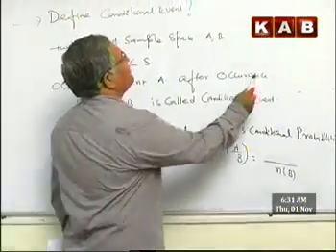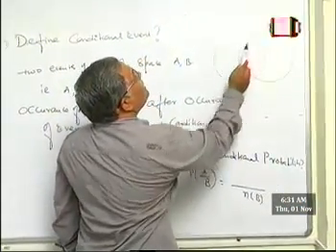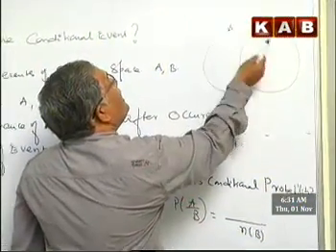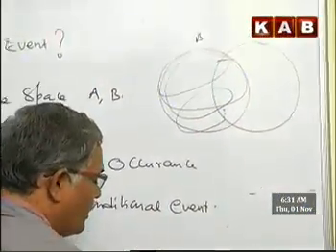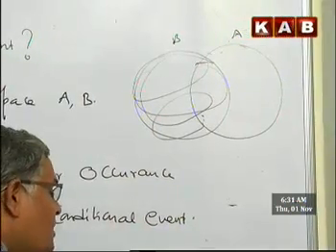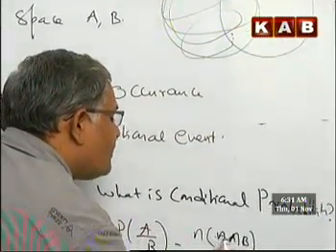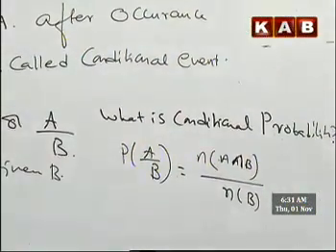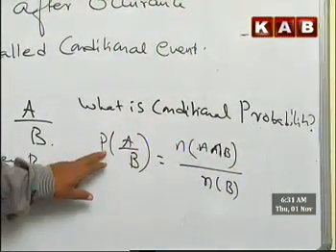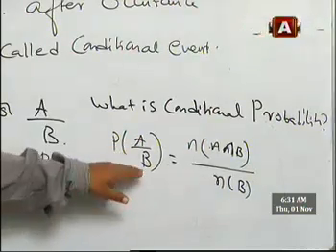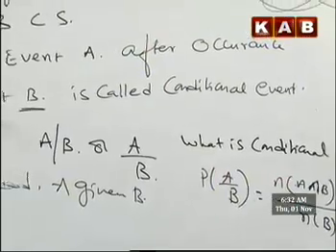That is like this, here B, here A. So, you want B to happen and A is happening. So, the entire B becomes what? The sample space. Then in B, how many elements of A are there? That is the favorable. So, N of A intersection B by N of B is the conditional probability of A given B. Okay?